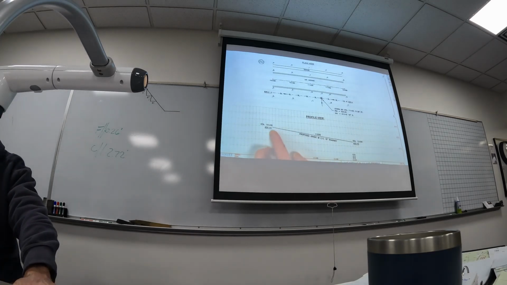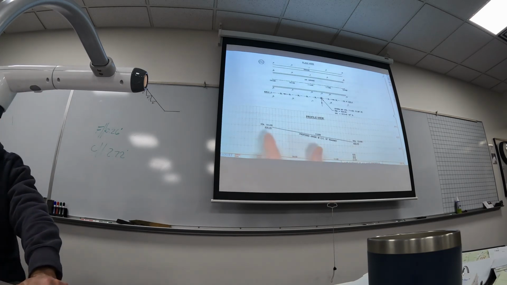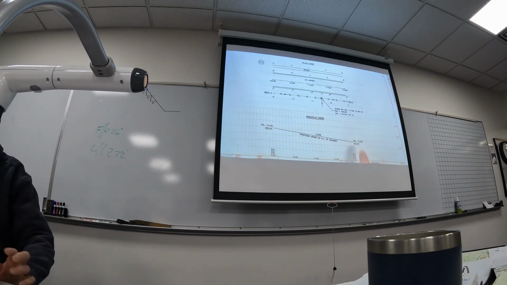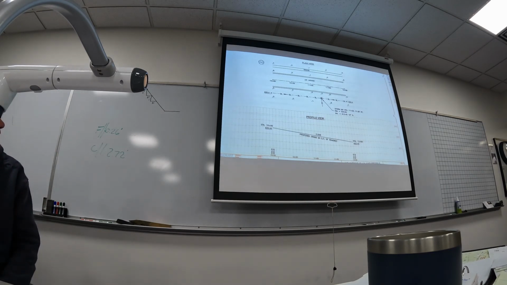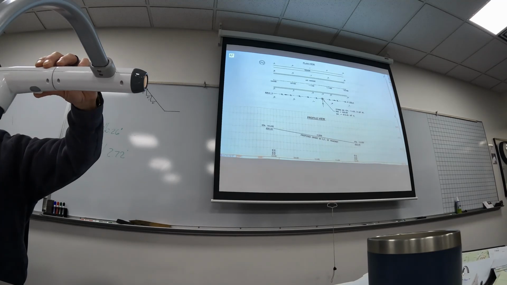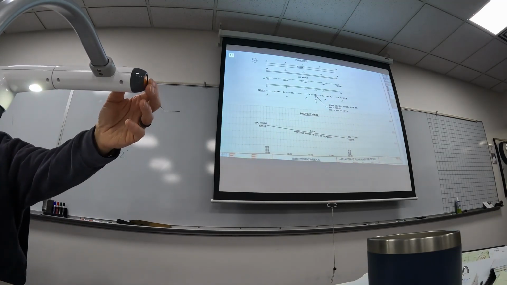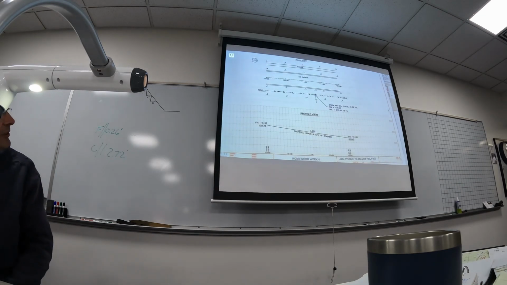So what's the road doing? It's going from station 10 to station 12. It's going from high to low, right? And its grade is 3%. Do we have enough information, and what are we going to do with it? So let's do this first. We know the center line of the road.